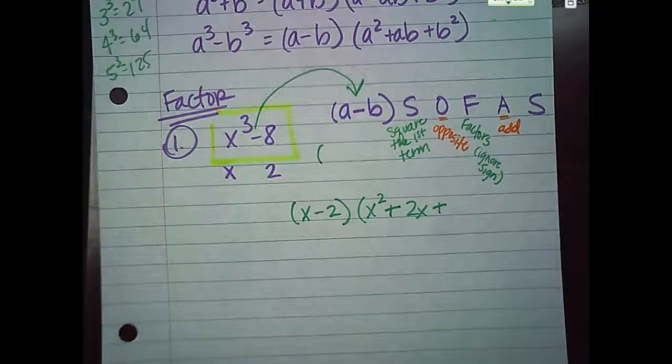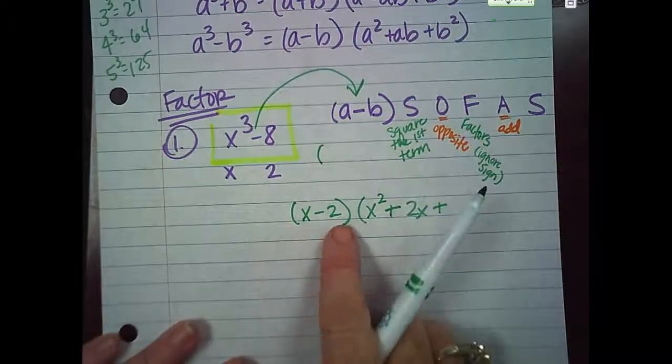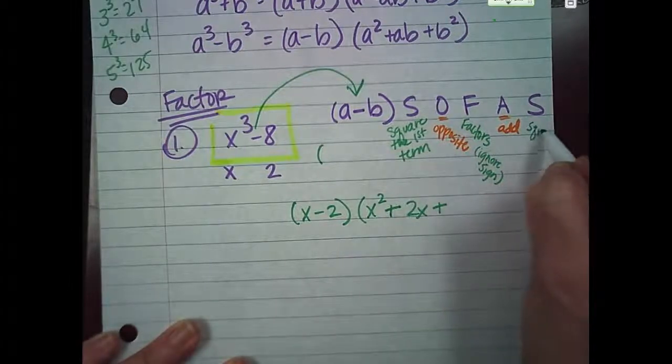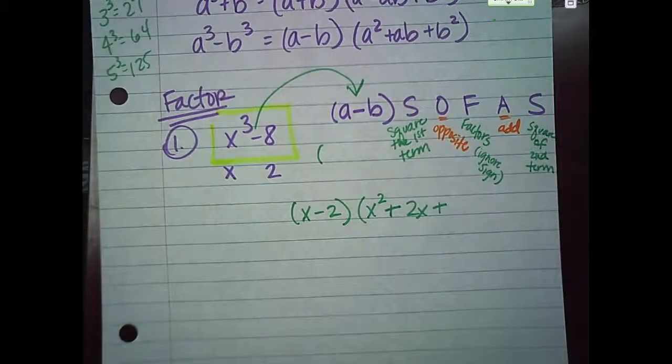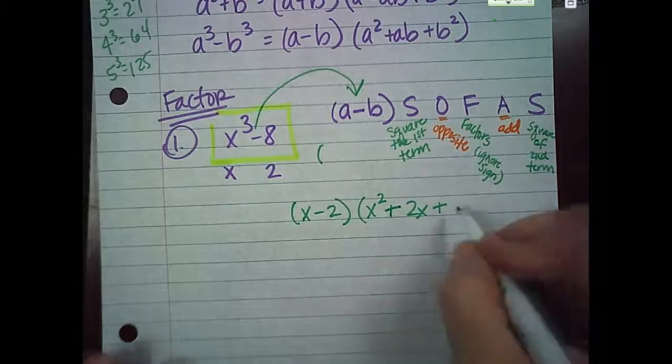And the last S is kind of like the first S. It stands for the square of the second term. Square the first term, you square the second term. Square of the second term. So what's 2 squared? 4.